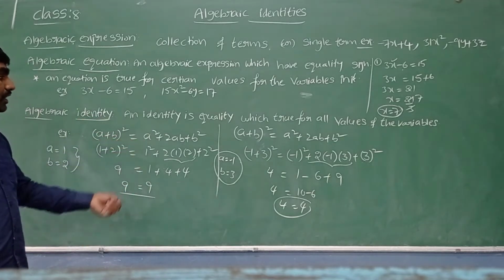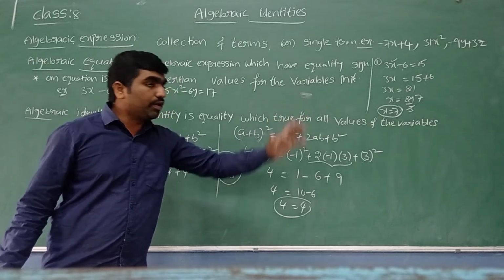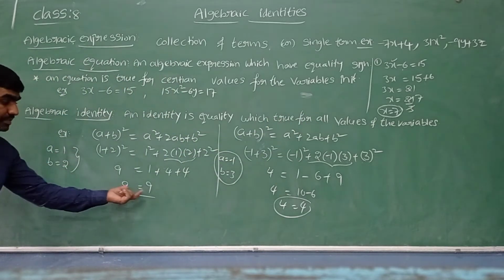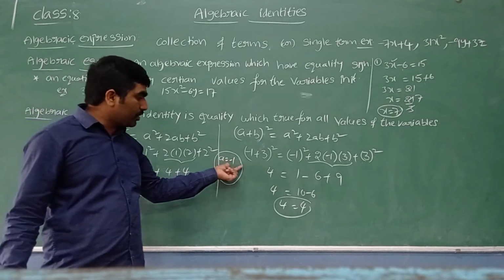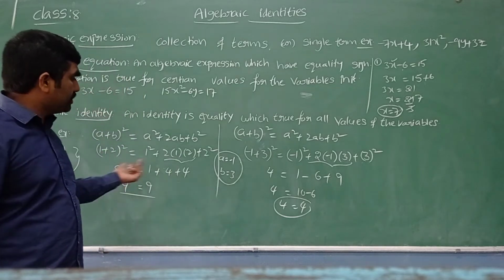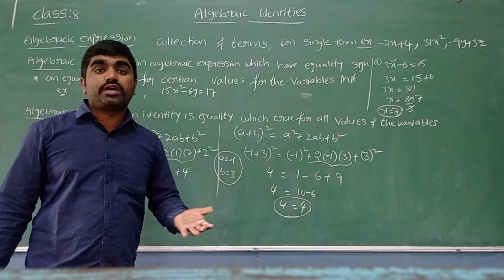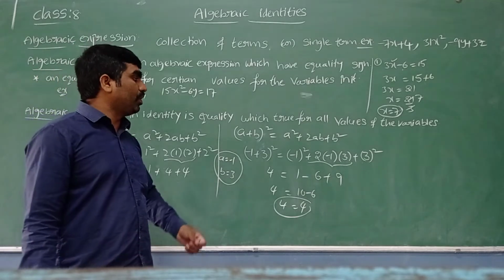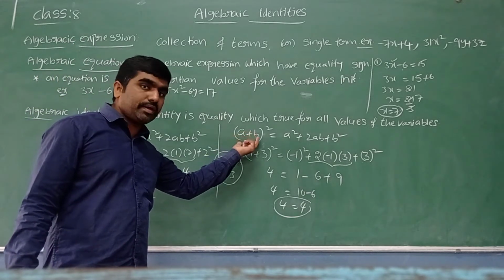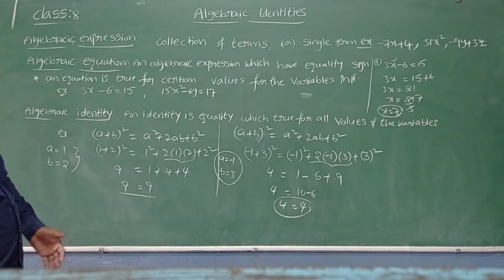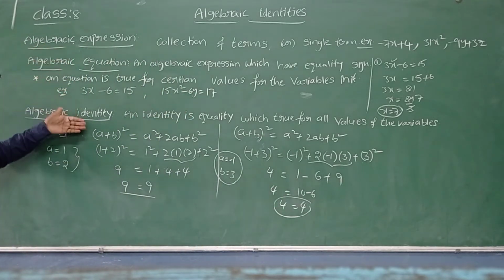Identity means it is true for all the values of the variable. a is equal to 1, b is equal to 2: LHS and RHS both are equal. a equal to minus 1, b equal to 3: LHS and RHS both are equal. Not only this, you can take whatever values you want in the place of a and b. They may be rationals, irrationals, negative, positive. It is always true. I mean, it always gives LHS and RHS both equal. That is the difference between an equation and an identity.